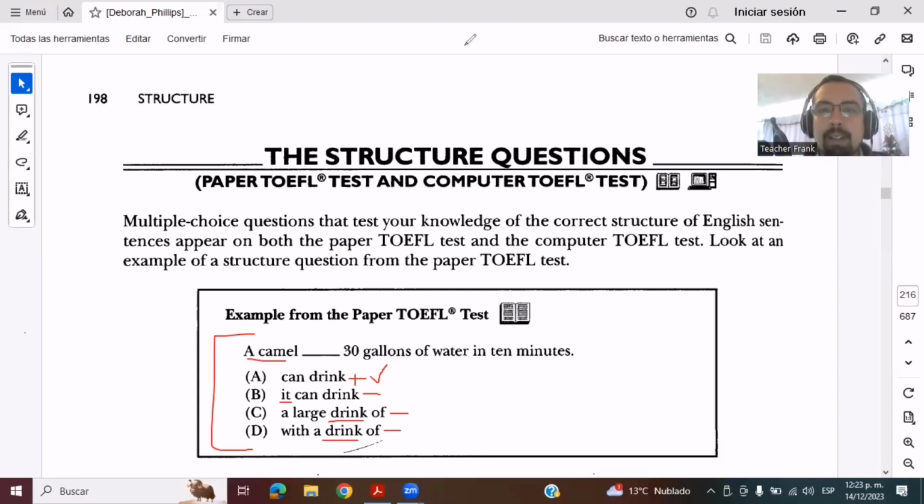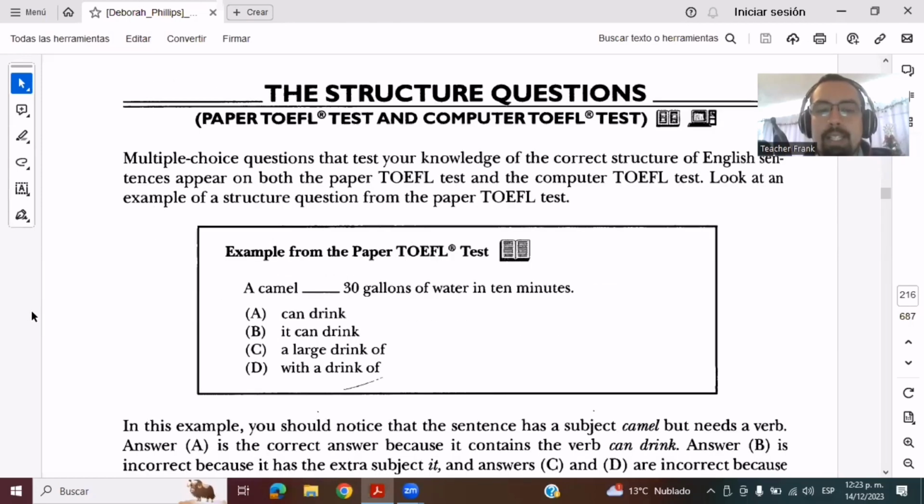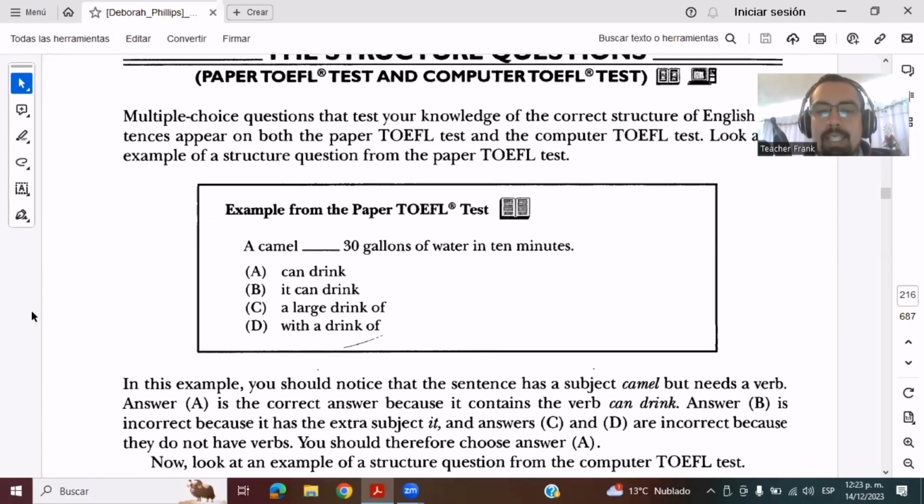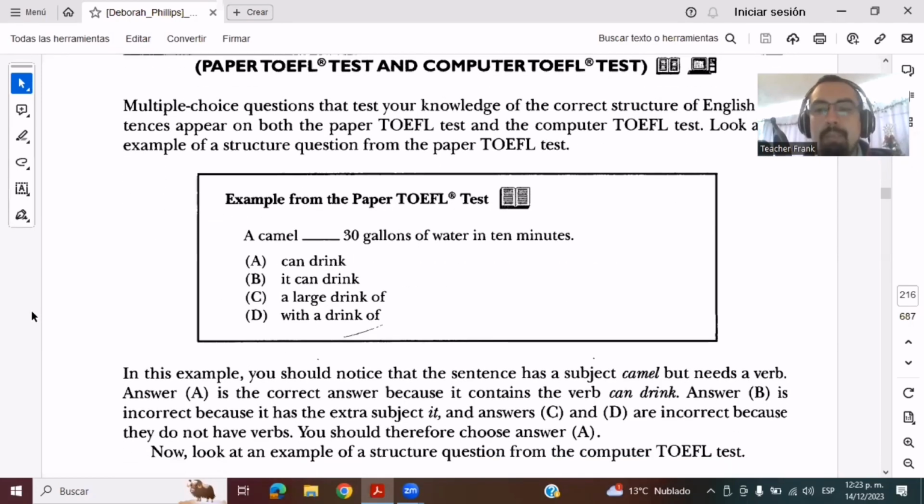And let's read very quickly what it says down here. In this example, you should notice that the sentence has a subject, camel, but needs a verb. Answer A is the correct answer because it contains the verb "can drink," right? Answer B is incorrect because it has an extra subject, "it," and answers C and D are incorrect because they do not have verbs, okay?